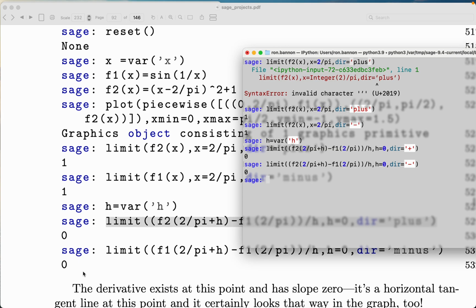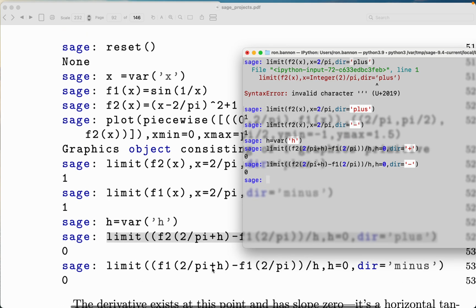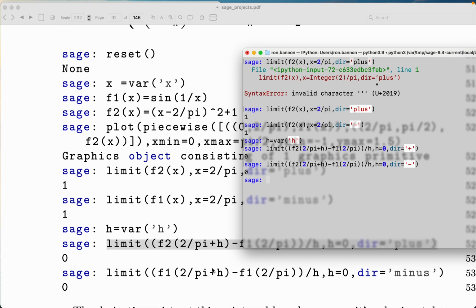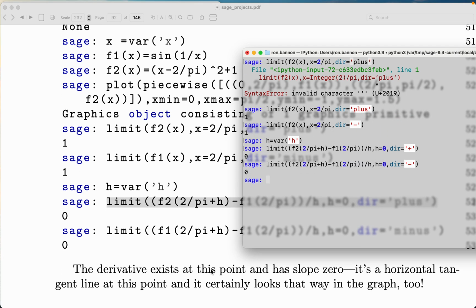All right. So what are you doing over there? I'm basically doing a difference quotient, which is the defining feature of the definition of the derivative. So I'm feeling pretty good at the 0, which means it's a horizontal tangent there. All right, so it's pretty much done. It says the derivative exists at this point and has a slope of 0. It's a horizontal tangent line at the point, and it certainly looks that way when you graph it too.